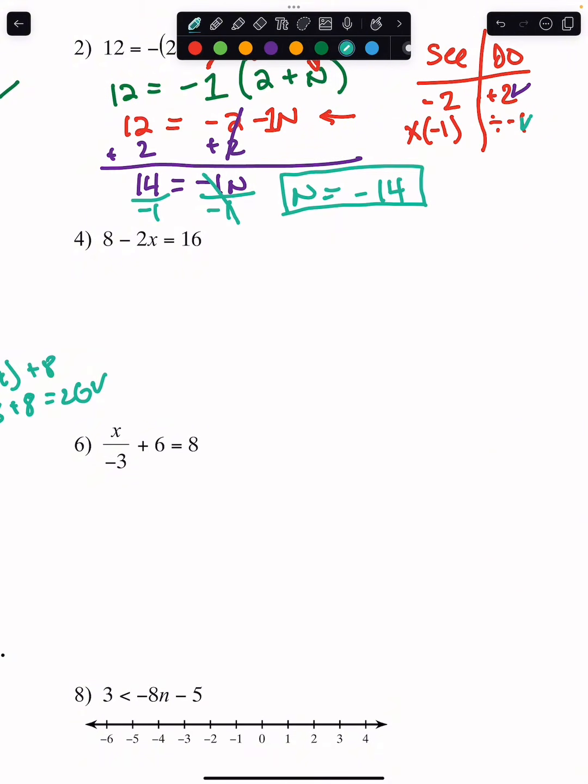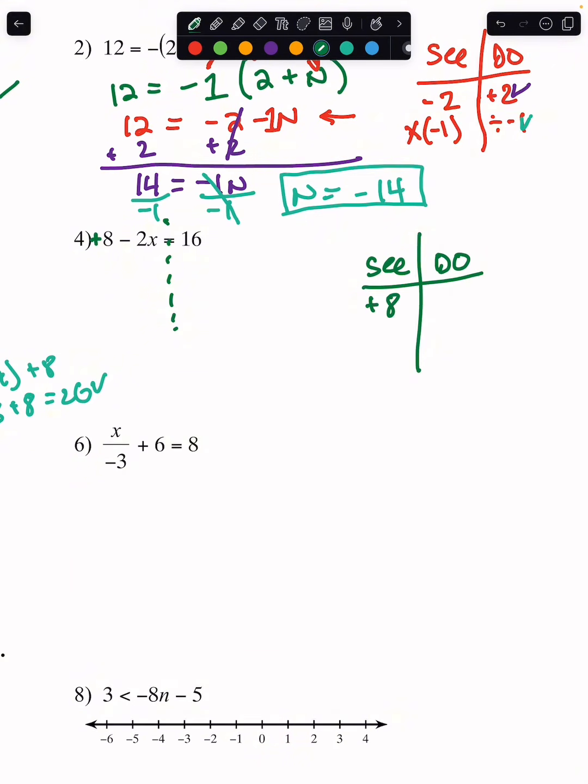And we're going to have, let's see, what do I see? Determines what I do. Okay, now, this 8 is in the front. That is a positive 8. There's no sign there, so I can go ahead and say that's a plus 8.